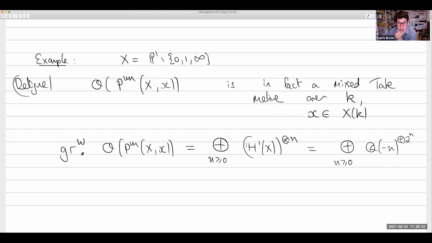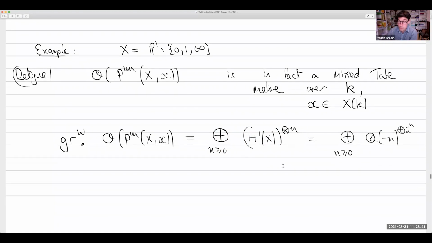Its associated weight graded is just the direct sum of all nth tensor powers of H1, the first cohomology group of X. H1 of X is pure. It's a direct sum of 2 copies of Q of minus 1. And so this tensor power, if you unpackage it, is just a direct sum of Tate objects Q of minus n, and there are exactly 2 to the n in each degree n. So it's very big. It grows exponentially large, but all the interesting stuff is in the extension data between these different Tate motives, of course. And that's extremely intricate, and it contains in particular these polylogarithm variations I mentioned earlier.